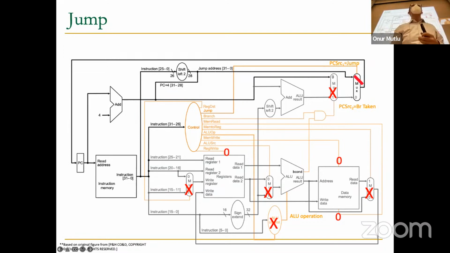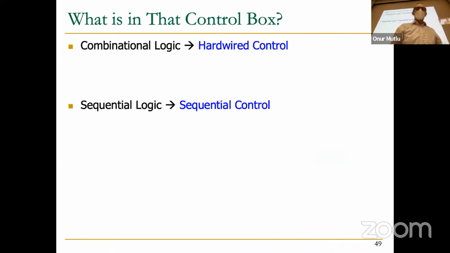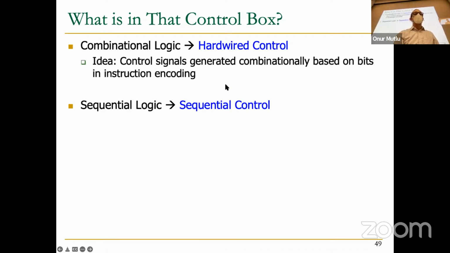Any questions? Of course, this doesn't contain the hundreds of instructions MIPS has. Okay, what's in that control box? Basically, we've assumed that it's hardwired control. This is a good assumption for a single cycle machine, but it may not be a good assumption for what we will see later.